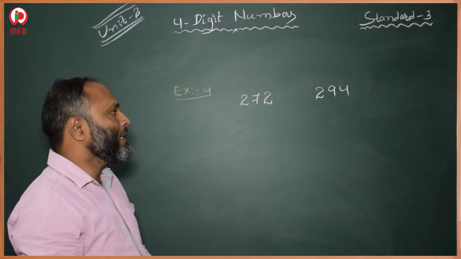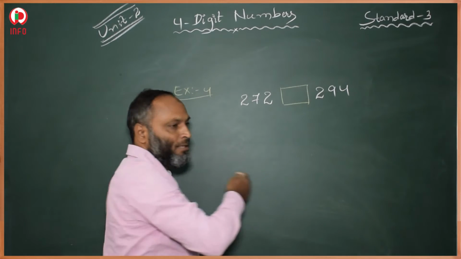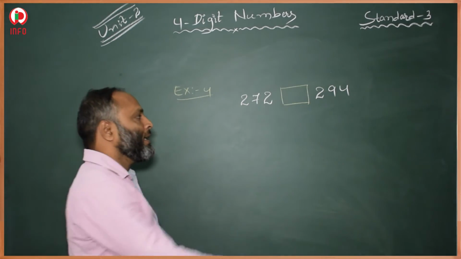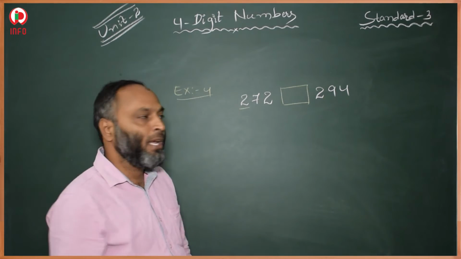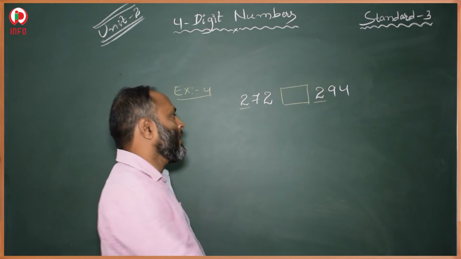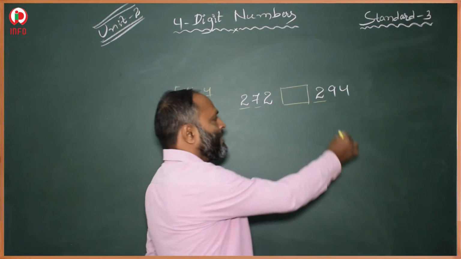These two 3-digit numbers are given. Then how to compare? In the same way, as we discussed, we go from the hundreds digit. Here what is the hundreds digit? 2 is there. Here what is there in the hundreds digit? 2 is there. Both are equal. Then we see the tens digit. What is there in the tens digit? This is 7 and this is 9.